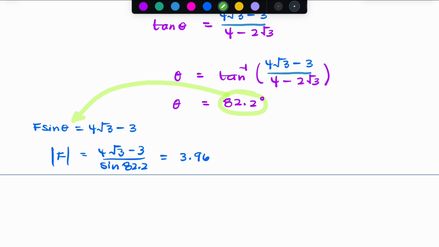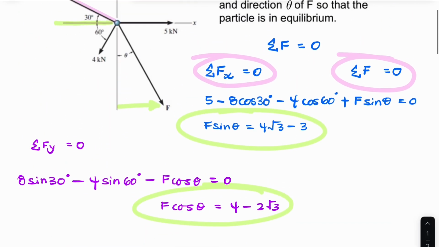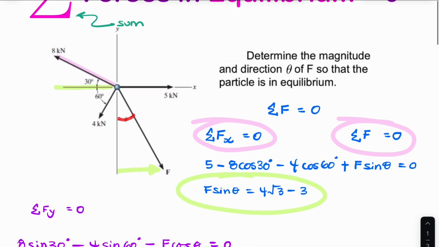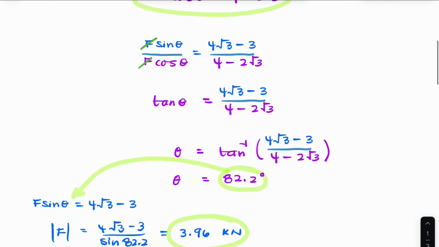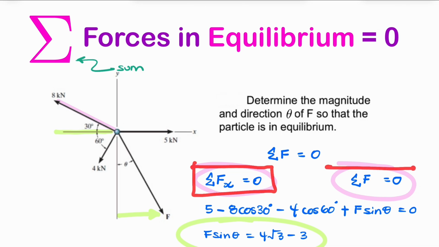So the modulus of f, or the magnitude of f, is 3.96 kilonewtons, and the direction of f is 82.2 degrees with the vertical axis. So that's how you would solve a question like this. You would resolve all the forces into the x and y components, and then form two equations and solve simultaneously. I hope you found that helpful.